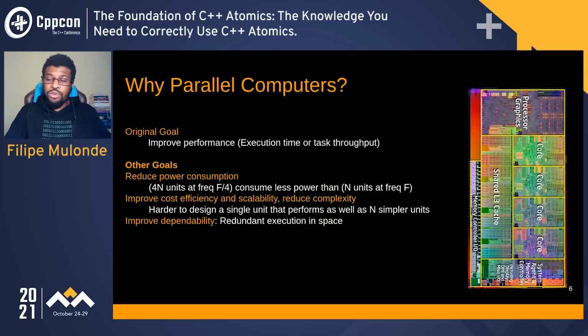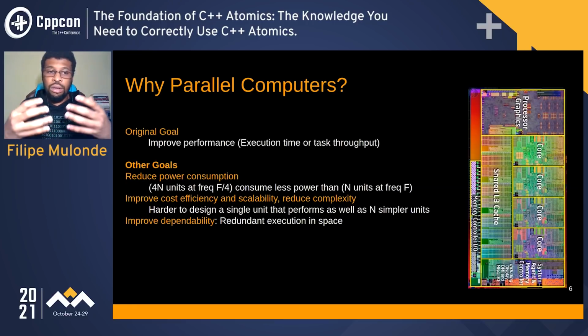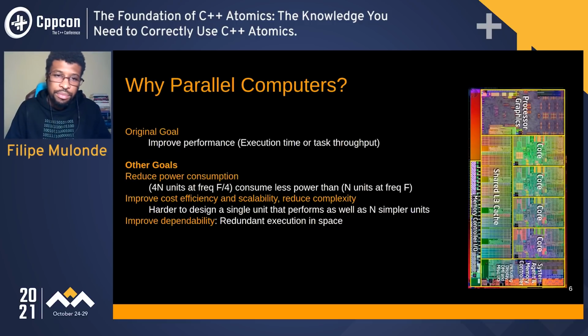There is no need for atomic operations if there are no parallel computers. So that's why it is important to understand why parallel computers. The original goal was to improve performance, but there are also other goals, that is to reduce power consumption, to improve cost efficiency and scalability, to reduce complexity, and also to improve dependability.